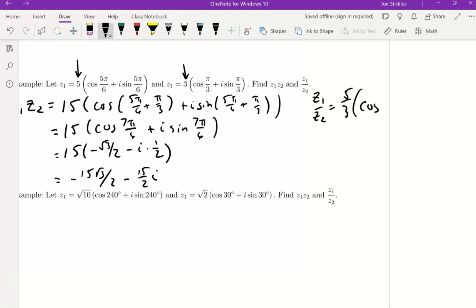We just said a second ago that pi over 3 is the same thing as 2 pi over 6. When we subtract 5 pi over 6 and 2 pi over 6, we get 3 pi over 6, which is the same thing as pi over 2. So we'll get cosine of pi over 2 plus i sine of pi over 2. What's cosine of pi over 2 equal to? 0, good. And sine of pi over 2 is 1. So we just end up with 5/3 i.